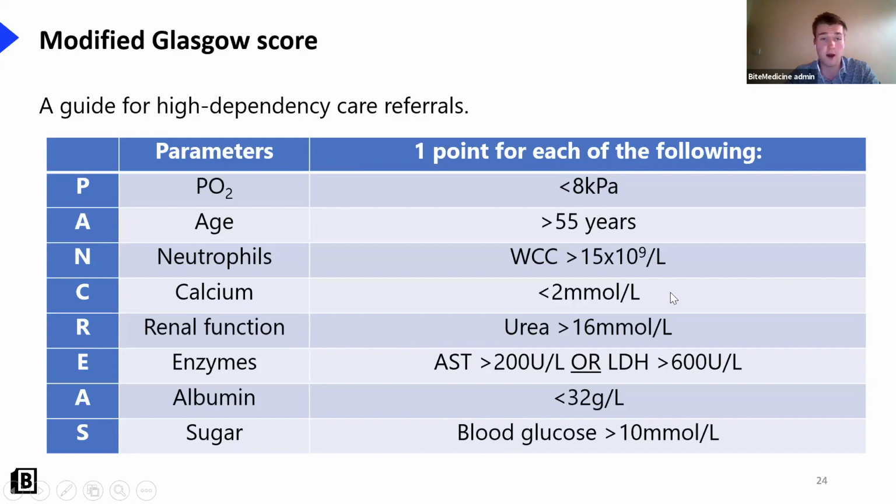My partner kindly pointed out to me yesterday that there's a fairly helpful way to remember some of these numbers. So you've got 2 for calcium, then it goes up to 8 for oxygenation. So that's times by 4. 8 to 16 is for urea, and then double to 32 for albumin. So for people who like numbers, 2, 8, 16, 32 is quite a nice way to remember. Okay.